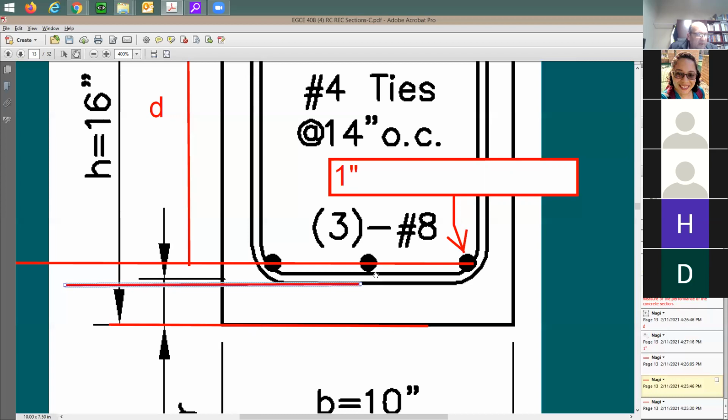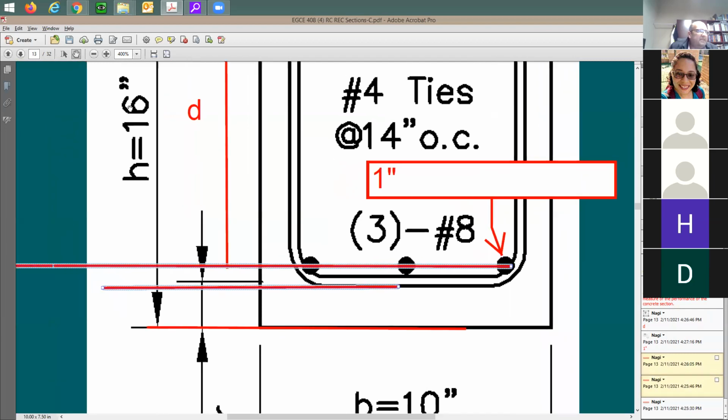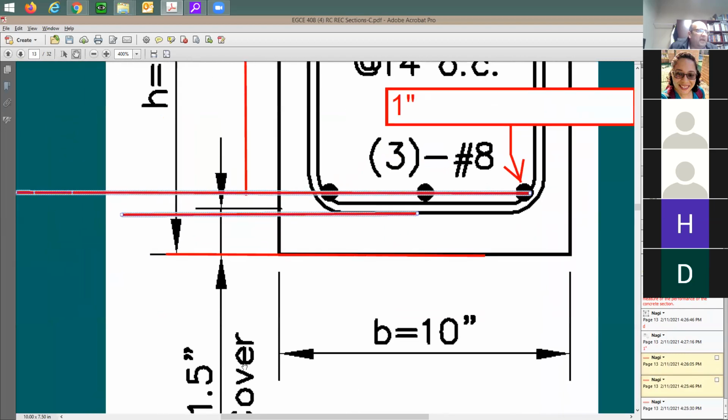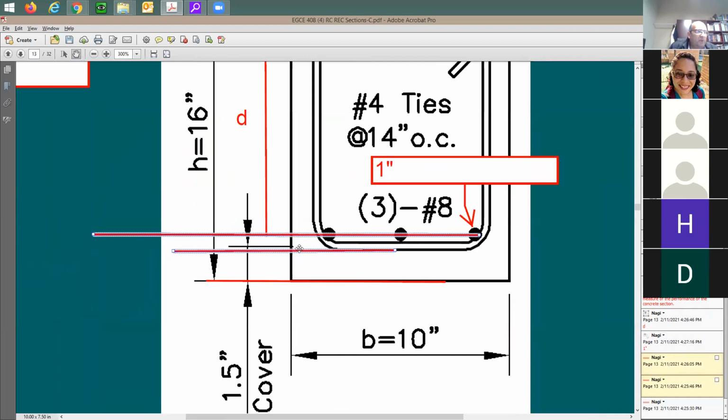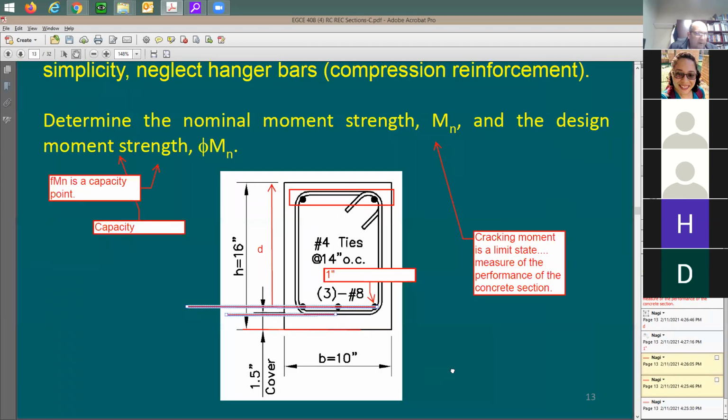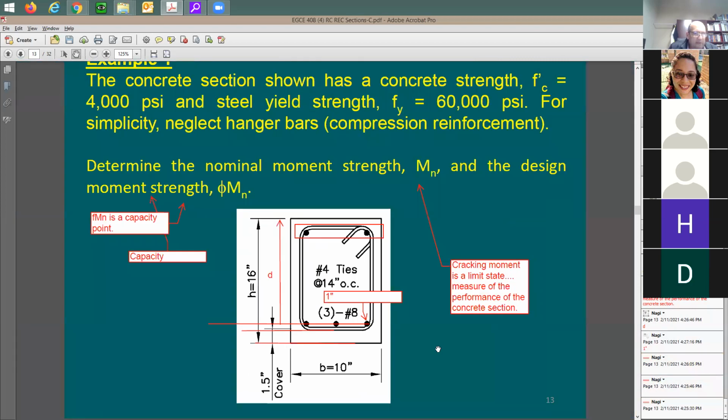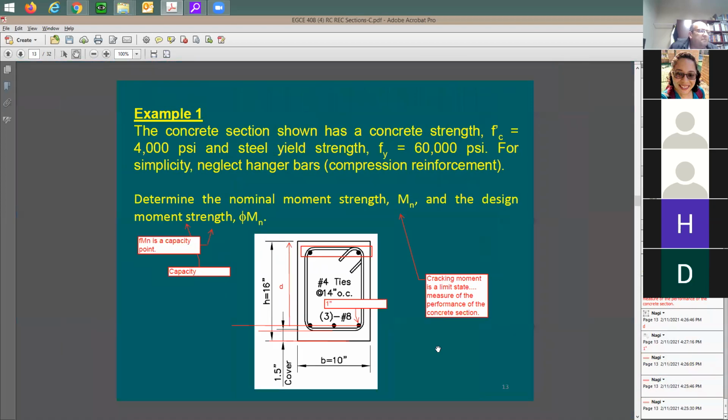You have 1/2 inch for the tie, 1/2 inch for the radius. Total distance from here to there is 1 inch. Now take 16, subtract 1.5, then subtract an additional 1 inch. So take 16 minus 2.5 inches. That's 14 and a half, maybe 13.5.